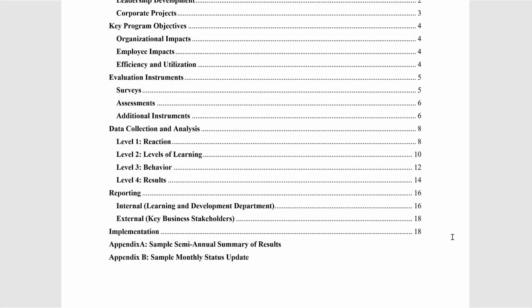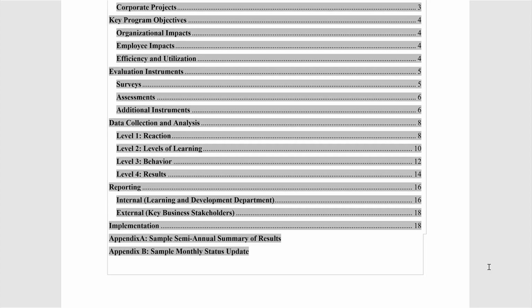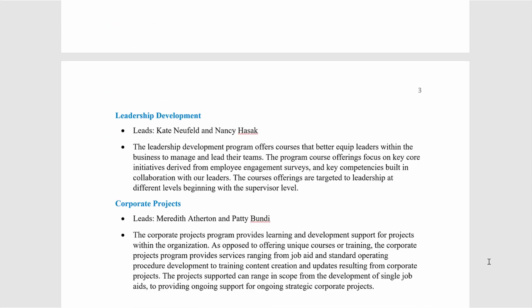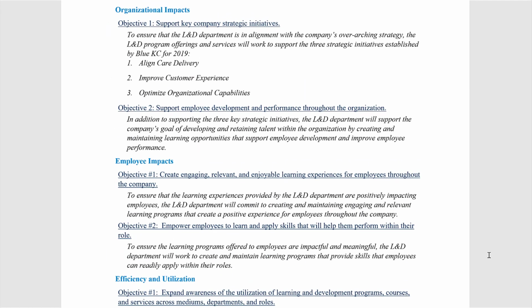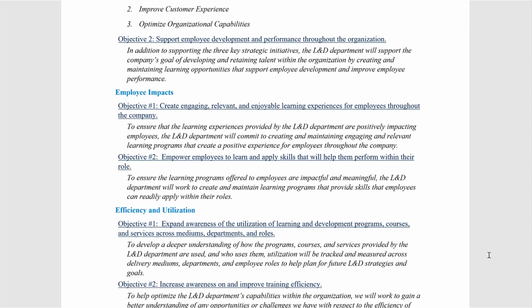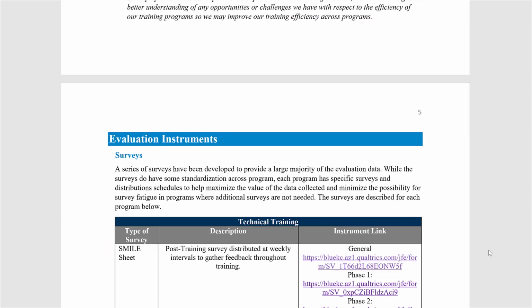And then because the program isn't going to be fully implemented by the end of this project, because this is really just the planning and development phase, and because we did develop some surveys, we did create an implementation plan to help guide us through the rest of this as we implement it throughout the rest of the year. So I'll give you some quick overviews of some of our objectives. Again, we wanted to look at organizational impacts, employee impacts, and efficiency and utilization. So you can see some of those that we created there.